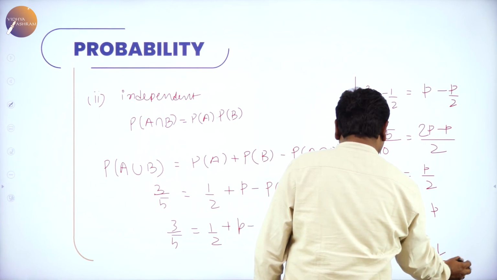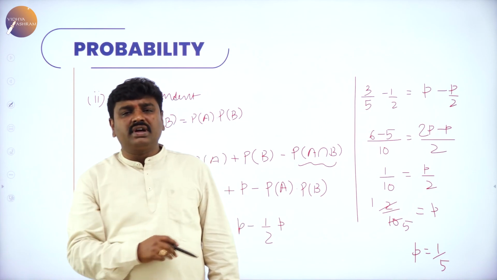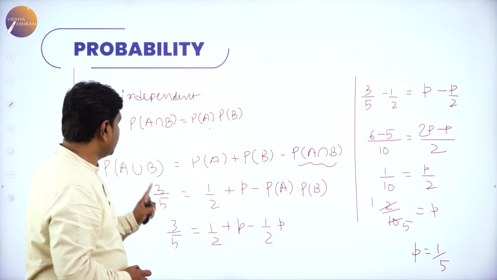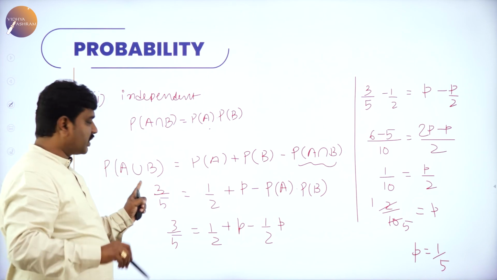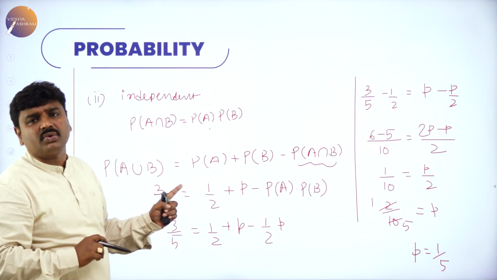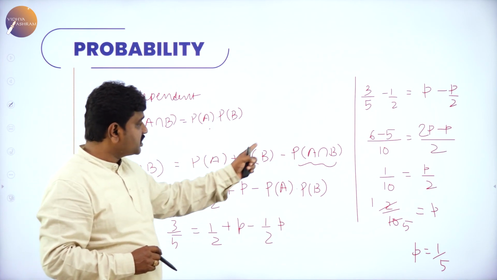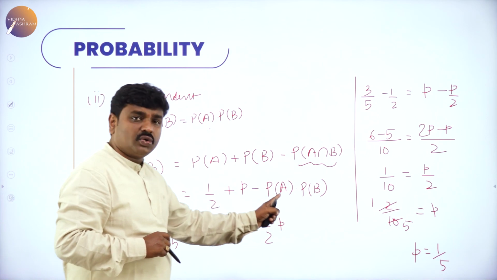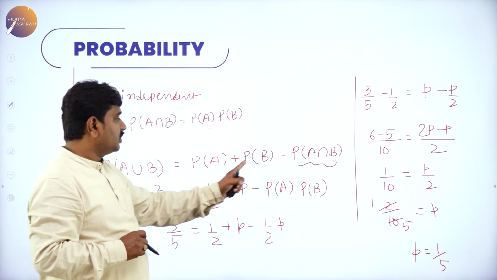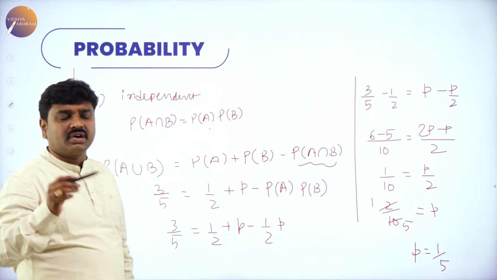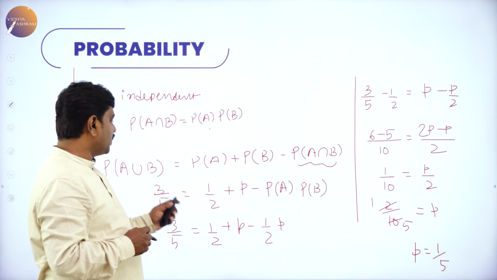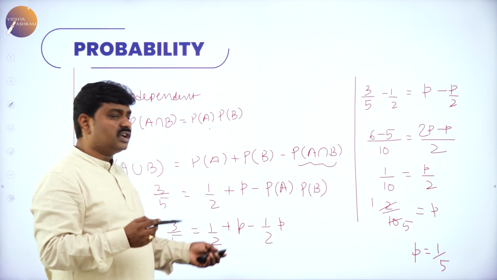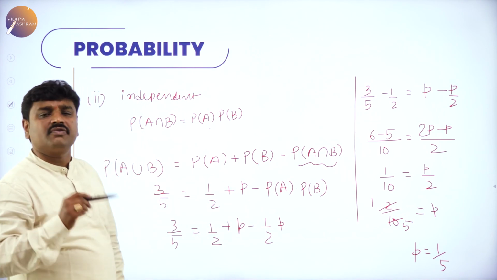So p is 1 by 5. See here in one case they told independent. Independent means P of A intersection B, you can take it as P of A into P of B. And P of A union B, since they give, write the formula for P of A union B. P of A plus P of B minus P of A intersection B. In the place of P of A intersection B, we can write P of A into P of B because we know they are independent. Then substitute the given values. A union B value they give, A value they give, B we don't know, they gave it as small p. Substitute it, rearrange and get the answer as 1 by 5.